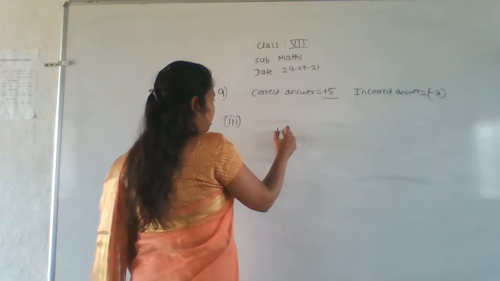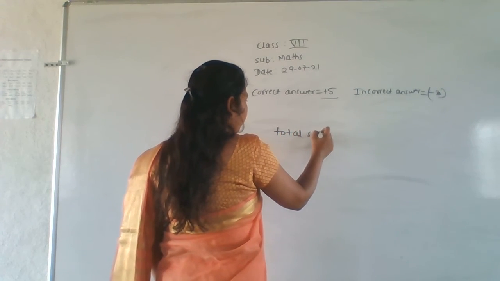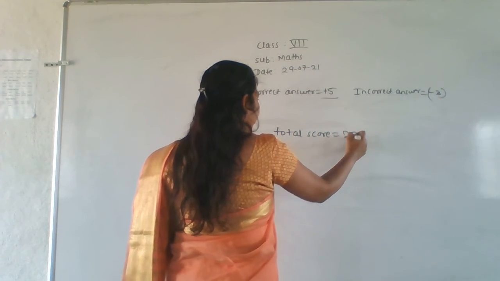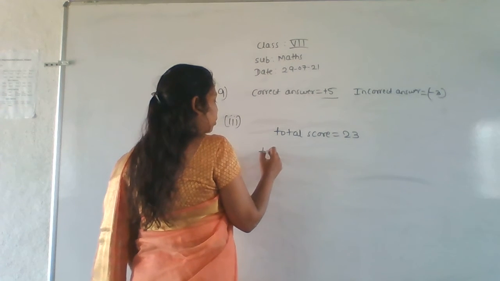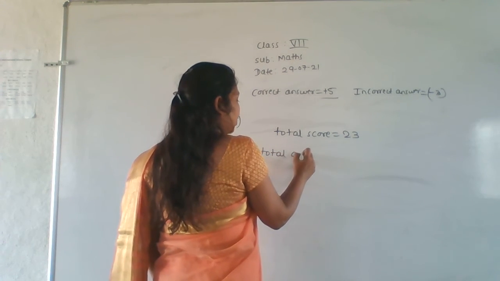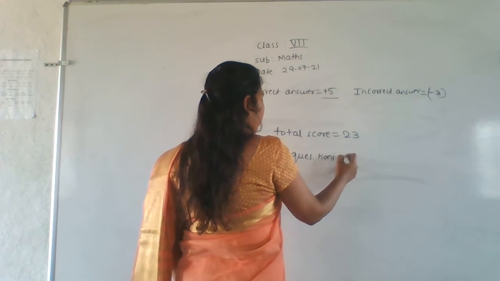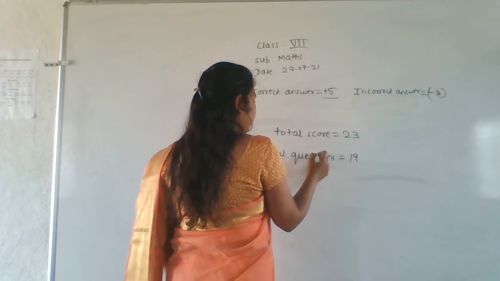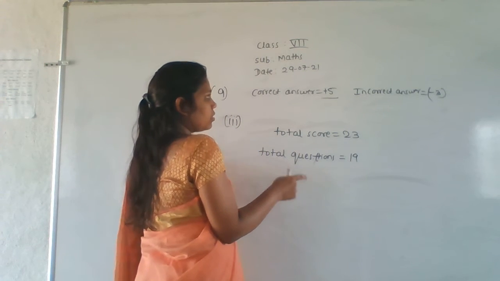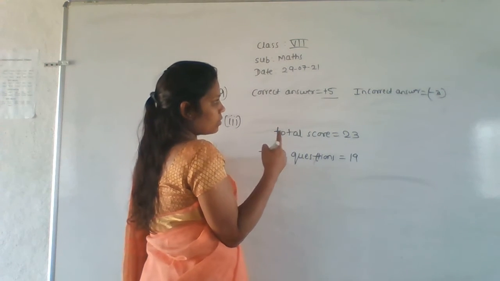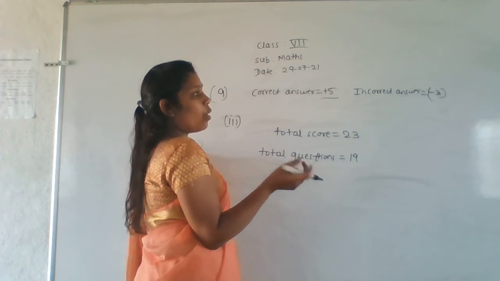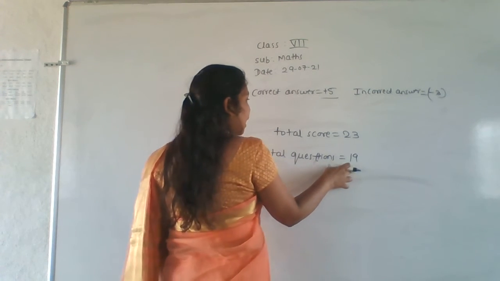They are asking here. Total score is equal to 23. And the total number of questions he answered will be 19. So 19 means correct answers as well as incorrect answers, both you have to add. That will be the 19 here.